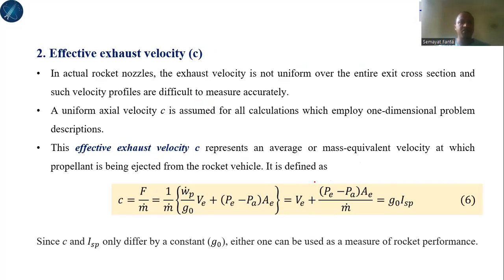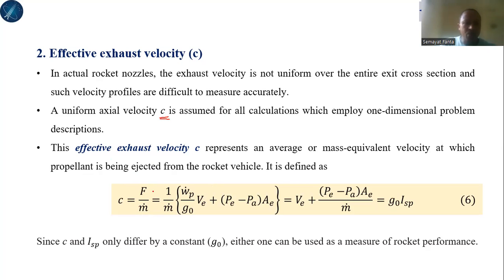Another one is effective exhaust velocity. In an actual rocket nozzle, the exit velocity is not uniform. It varies because of various parameters over the entire cross-sectional area of the nozzle. So a uniform axial velocity C, called the effective exit velocity, is assumed for all calculations. We call it the effective exhaust velocity, which is the average mass-equivalent velocity. So it is force divided by mass flow rate.